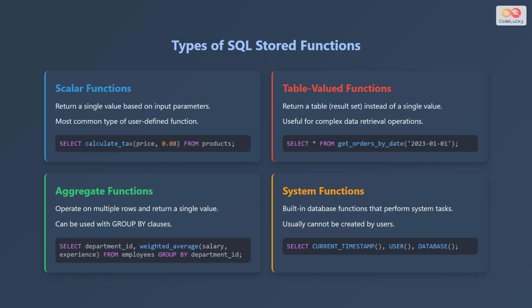SQL stored functions come in various types, each serving a specific purpose. Let's explore the different types of functions. Scalar functions, table-valued functions, aggregate functions, and system functions. Scalar functions return a single value based on input parameters and are the most common type of user-defined function. Table-valued functions return a table or result set instead of a single value and are useful for complex data retrieval operations. Aggregate functions operate on multiple rows and return a single value and can be used with group by clauses. System functions are built-in database functions that perform system tasks and usually cannot be created by users.